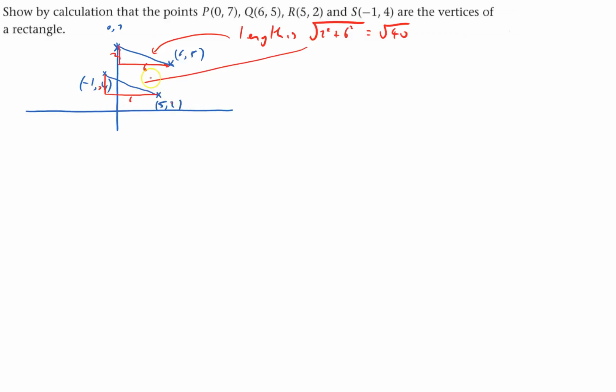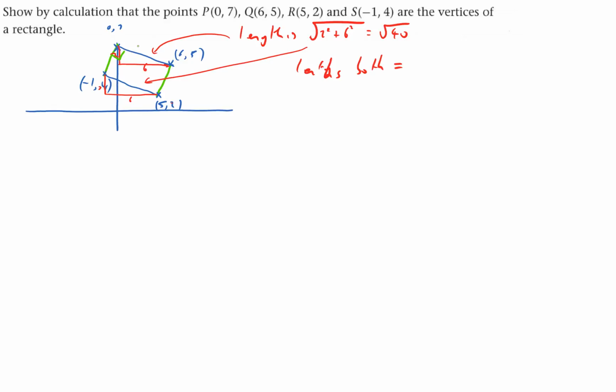So lengths both equal. So it's done that bit. Now I'll do the next bit in green, because I could show that those two lengths are the same, but then it could be a parallelogram. What I need to do is show that this and this, that is at right angles to the initial line.